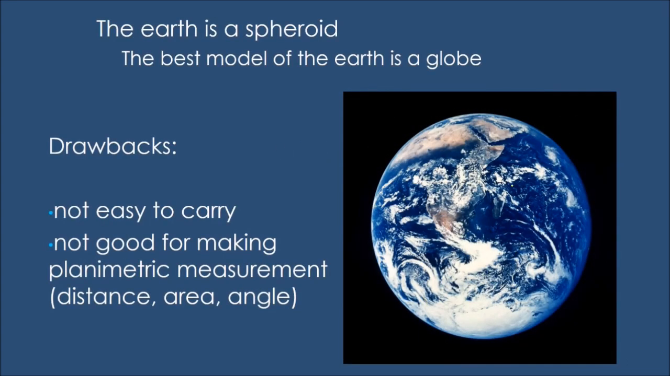See, the Earth is a spheroid. You cannot call it a sphere, but it is a spheroid. So the best model of the Earth can be a globe. But what are the drawbacks? Can you carry it? No. It is not good for making planimetric measurements, for example distance, area, and angle.